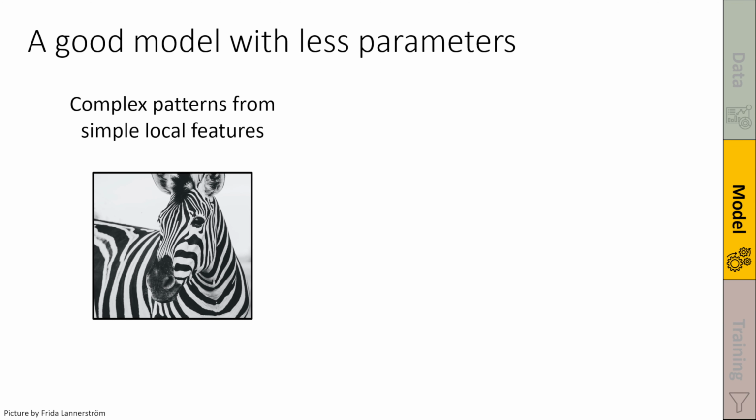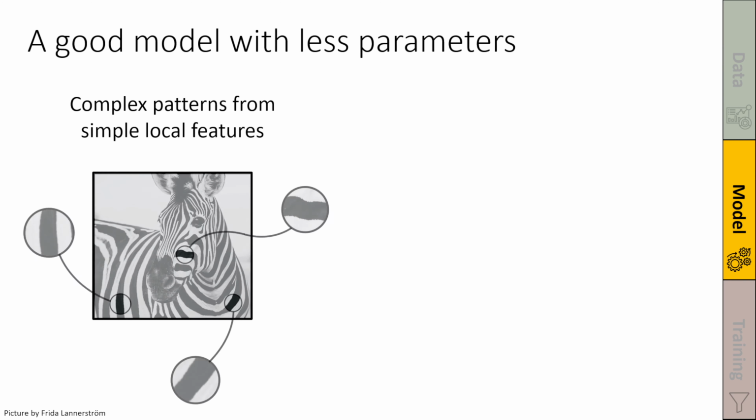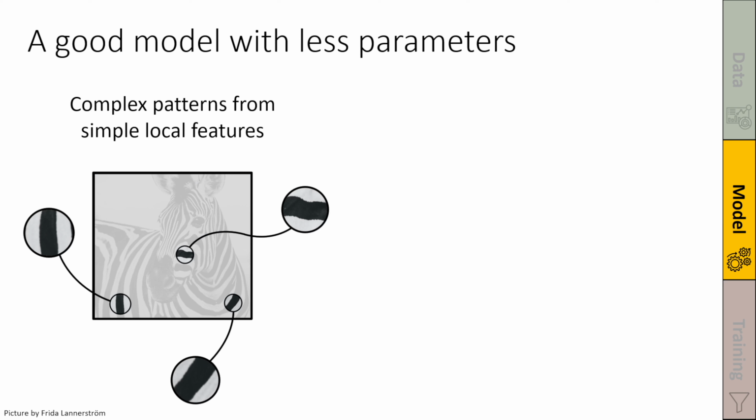One source of inspiration is the observation that complex patterns emerge from simple local features. Let's take a look at this picture of a zebra here. While the pattern in the complete picture is rather complex, this complex pattern actually is constructed by simple local features. So maybe instead of looking at the whole picture, the units in our model can learn simple local features and then combine them to identify complex patterns.